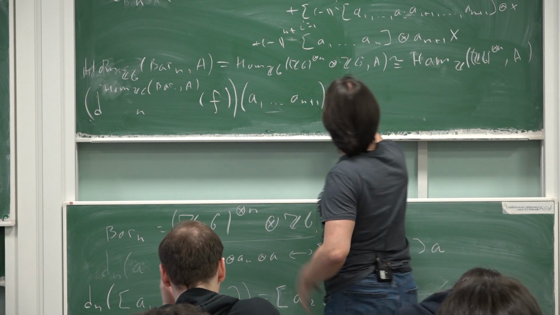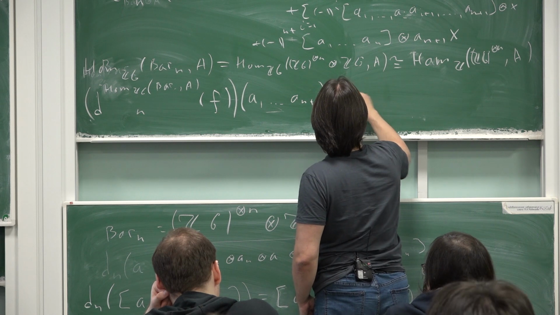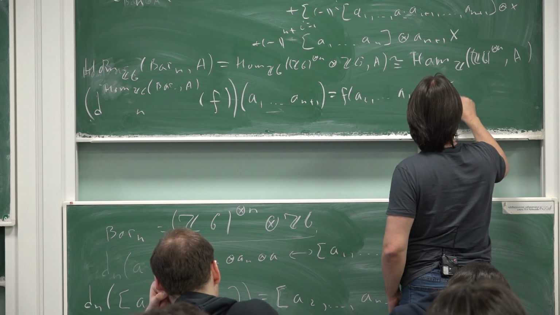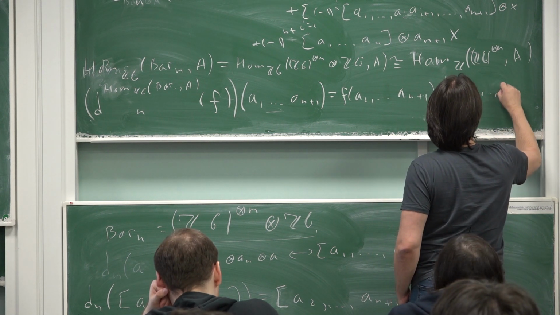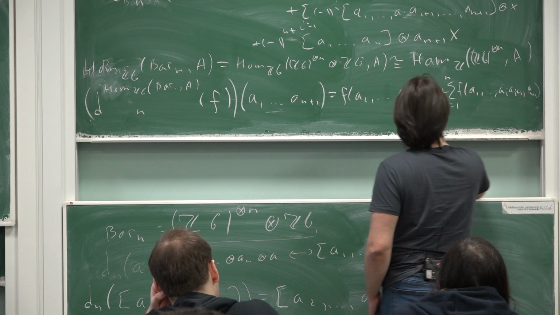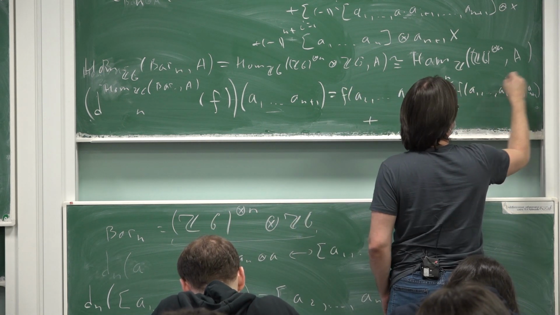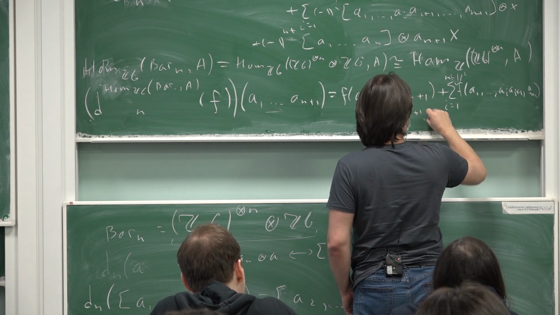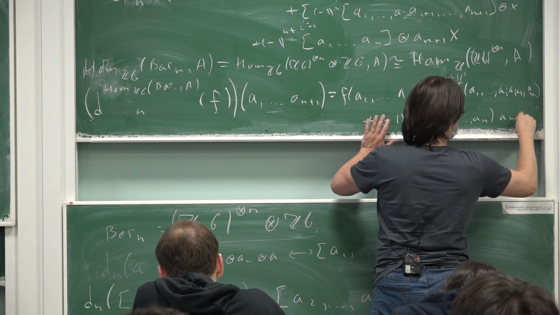What's this? It is first f of a2, so on, a n plus 1, then the sum for i from 1 to n, (-1) to the i power f of a1, so on, a_i times a_{i+1}, so on, a n plus 1, and plus (-1) to the n plus 1 power f of a1, so on, a n.